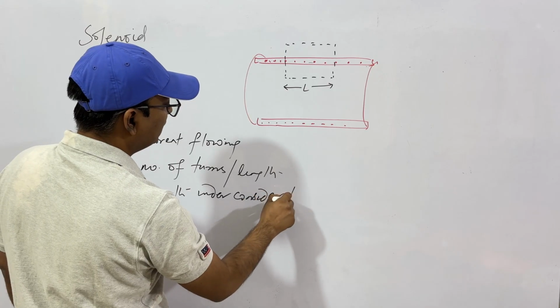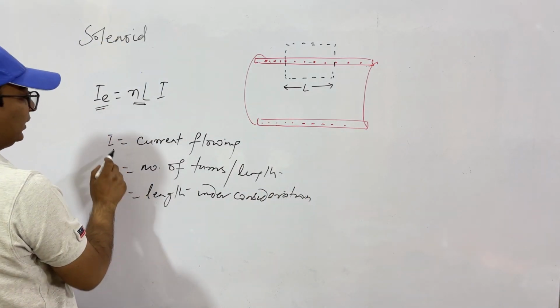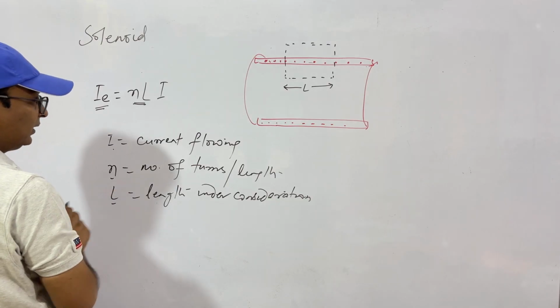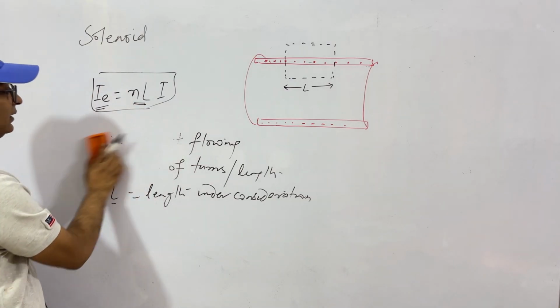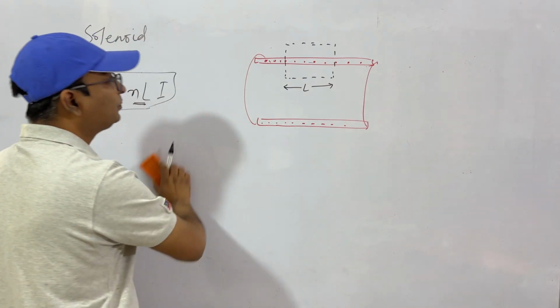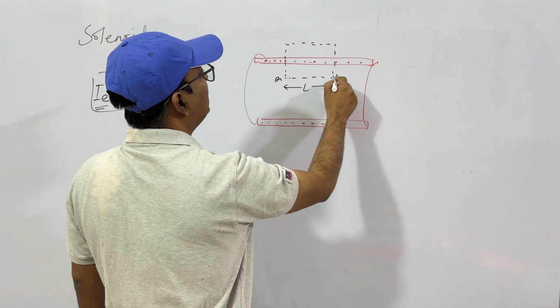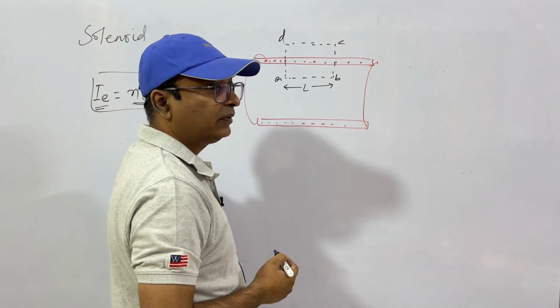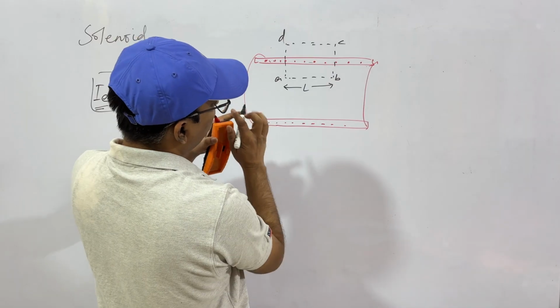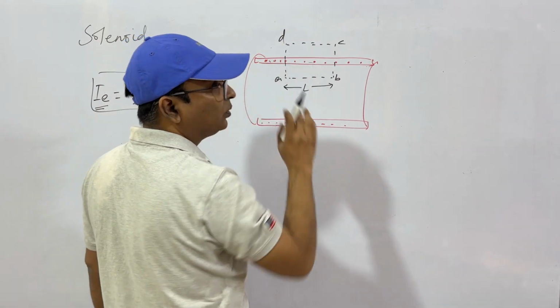So what do you get? The total current will be the current flowing, into the number of turns per unit length, and the length. So here you get NLI, so mu 0 NLI. So our I is clear. Now let's see what is C. Let's say this is A, B, C, D. So along AD and BC there is no magnetic field because this is a circular loop. So parallel and anti-parallel to this loop, you don't have any magnetic field.